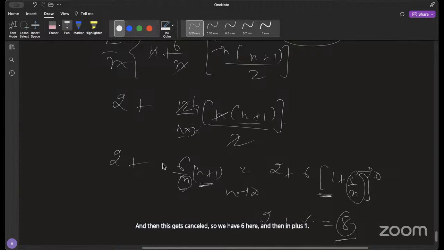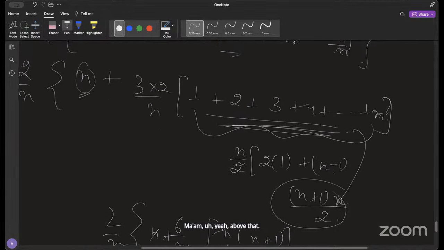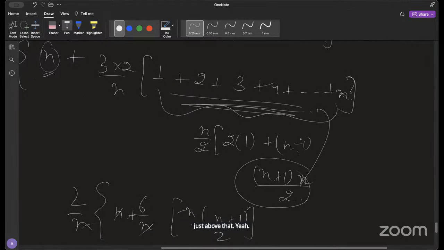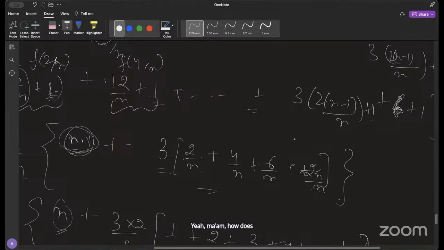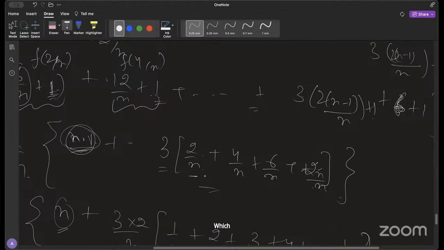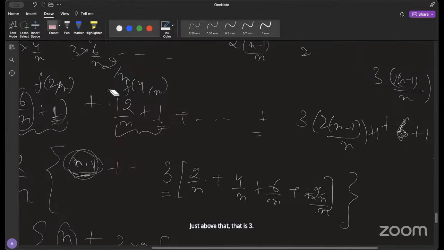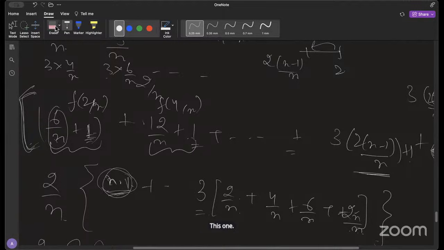Ma'am, when you were writing the formula of the sum, just above that. Yeah, above that. This one. Just a little more above, ma'am. Yeah, ma'am. How did this 3 into 2n minus 1 upon n come, and how does it become 2n upon n? Which one? This. Just above that. That is 3 into 2 on the right side. Yeah, this one.